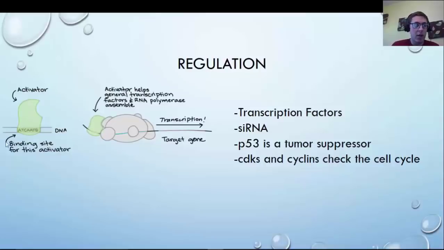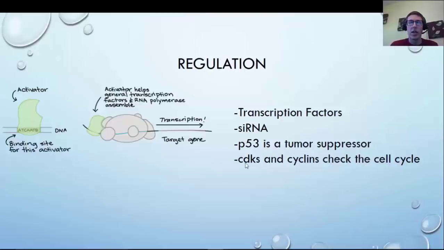This is a type of transcription factor, just something that causes transcription to either occur, if it's an activator, or, if it's a repressor, it won't occur. But also there's interfering RNA that can come and cause the mRNA to be broken down. And then also, remember, just regulation, p53 comes up often. It is a tumor suppressor. And if it doesn't work, if it mutates, then you're going to get cancer.